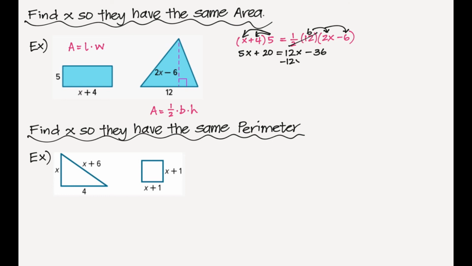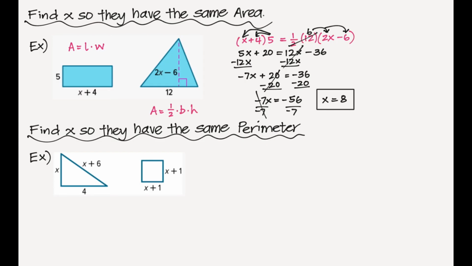And then I can go ahead and move my variables to the same side. So I'm left with negative 7x plus 20 is equal to negative 36. I can subtract 20 from both sides. And then I'm left with negative 7x is equal to negative 56. And when I divide both sides by negative 7, I find that the value of x is 8. And that's it. All right, let's move on.